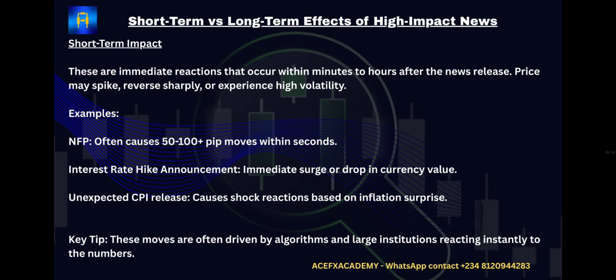Whenever the CPI data is not expected, whenever it's a surprise, it will cause a spike in the market. But if it's not a surprise, if they forecast it, and they predicted that inflation is already rising, it might not really affect the forex market. Do you understand? So the key tip is these moves are often driven by algorithms and large institutions reacting instantly to the numbers. Whenever they see the result, investors buy the currency. You understand? They buy that currency and you see a big reaction. So that's just simply it.